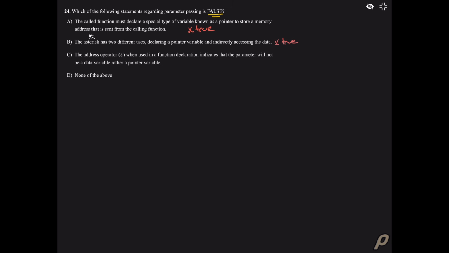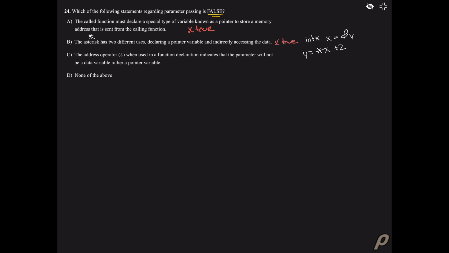Declaring a pointer variable is going to be something like int star x equals, it's going to be some sort of address, maybe the address of y, for example. And then indirectly accessing the data means that we're doing something like star x plus 2, maybe say y equals this. So as we see here, we use the asterisk for both of these instances, and therefore that's going to be true. So then we move on to C.